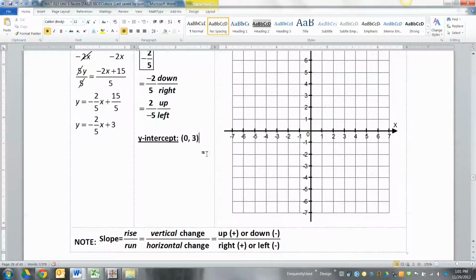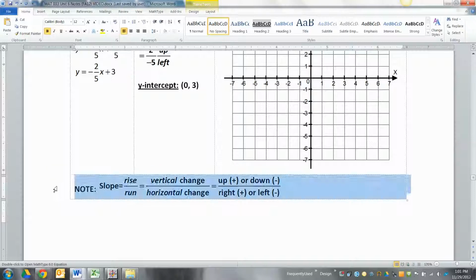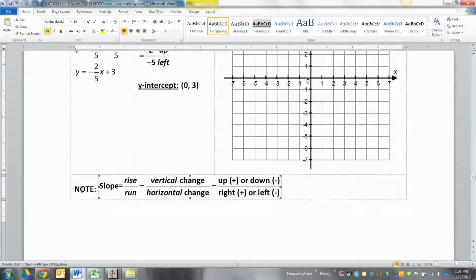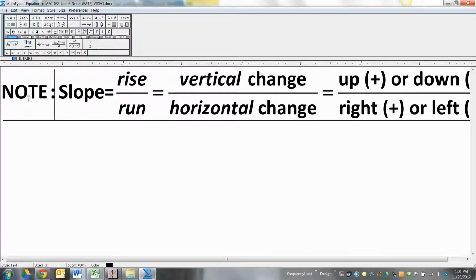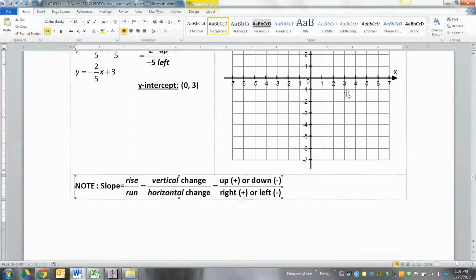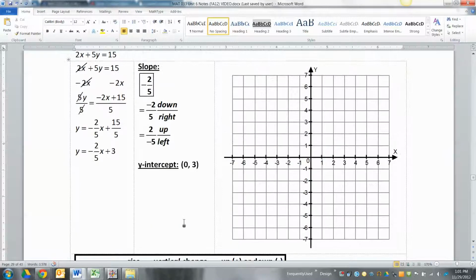All right, now we're going to use these things to graph, and keep in mind this whole up or down thing. Make a note of it, put a box around it, whatever. It's a big deal. There we go. There, I put a box around it. Okay, now let's deal with the graphing.